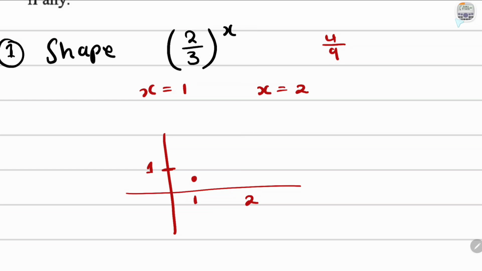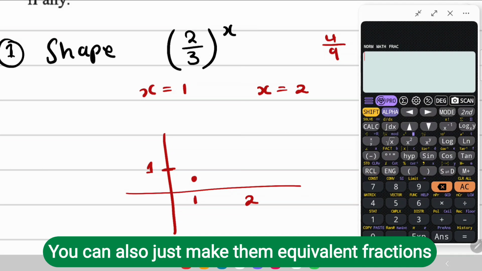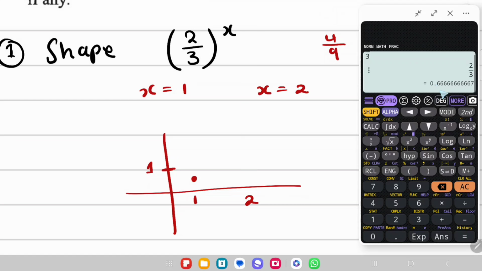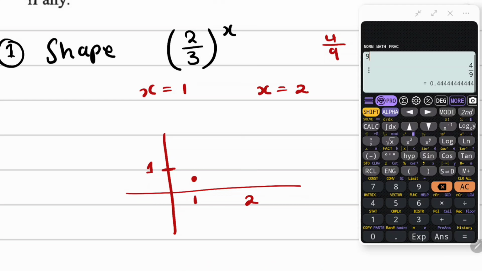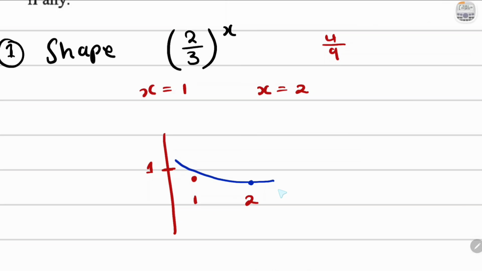Now you'd have to see between 2 over 3 and 4 over 9, which one is bigger? As a decimal on your calculator, you could check: 2 over 3 is like 0.6 recurring. Then what is 4 over 9? 4 over 9 is 0.4 recurring. So you can clearly see now that 2 over 3 is bigger. So what does that mean this graph is actually doing? This one has a bigger y value than this one, so this graph is generally decreasing. Okay, so that's just an easy way to put it.